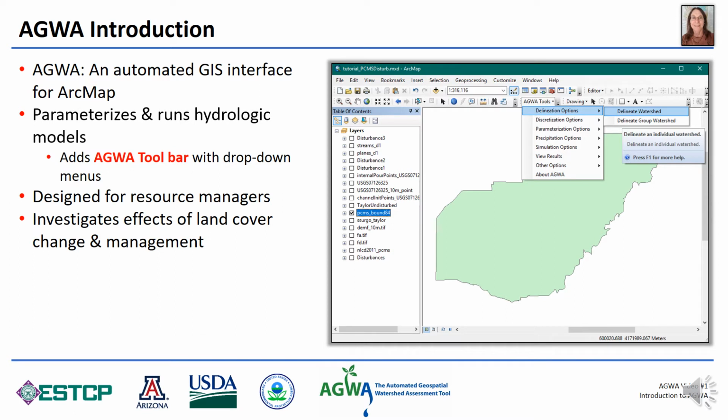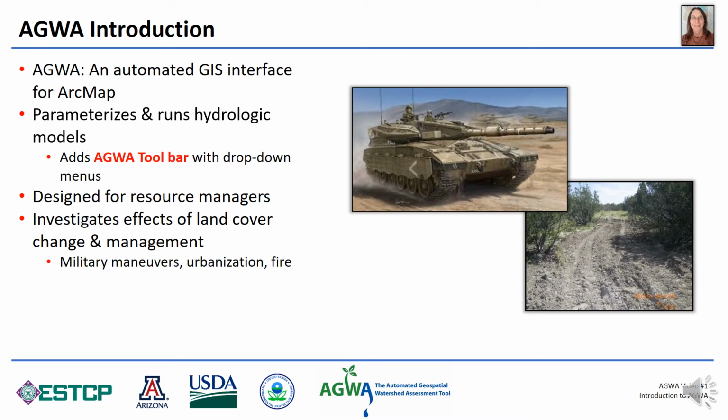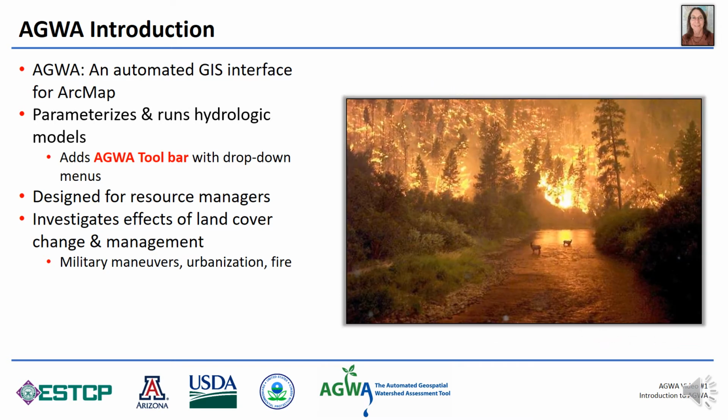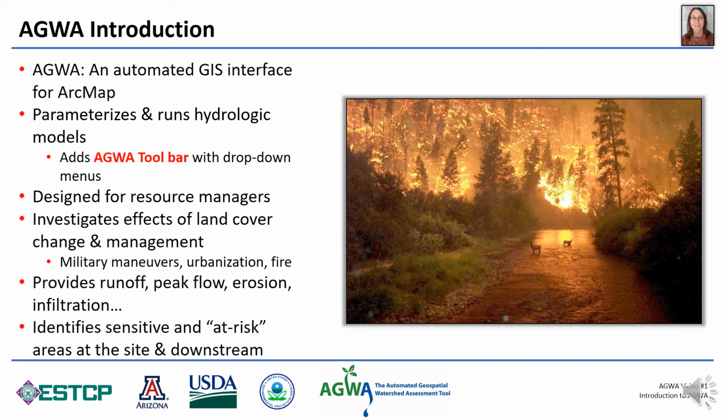AGWA is designed for resource managers to investigate the effects of land cover change in management scenarios, such as military maneuvers, which can disturb soils and vegetation, urbanization, which adds impervious surfaces to the watershed, and fire, which changes soil and vegetation cover properties. AGWA provides runoff, peak flow, erosion, infiltration, and other outputs depending on the model, to help identify sensitive and at-risk areas at the site and downstream.